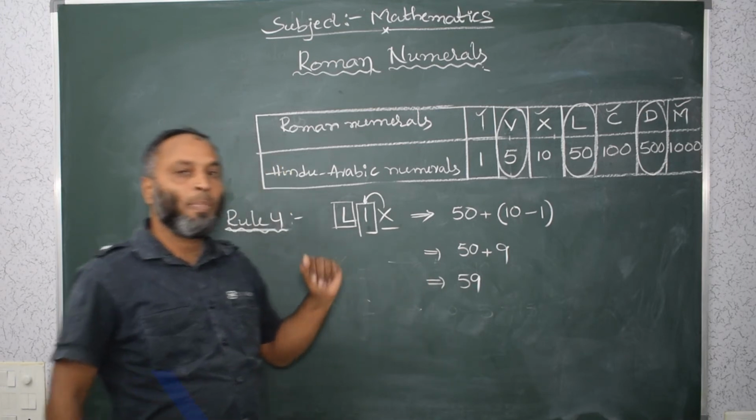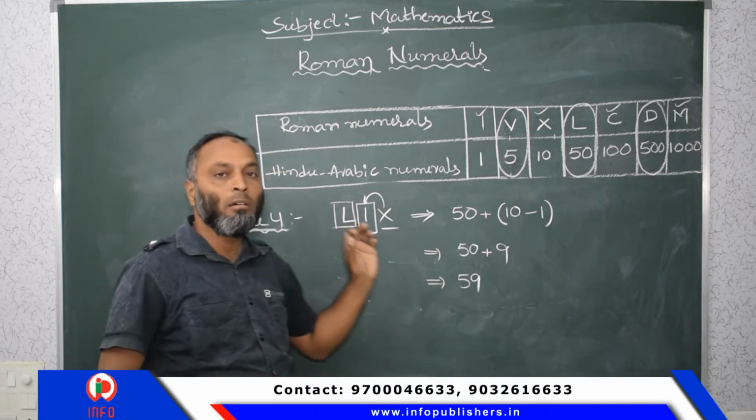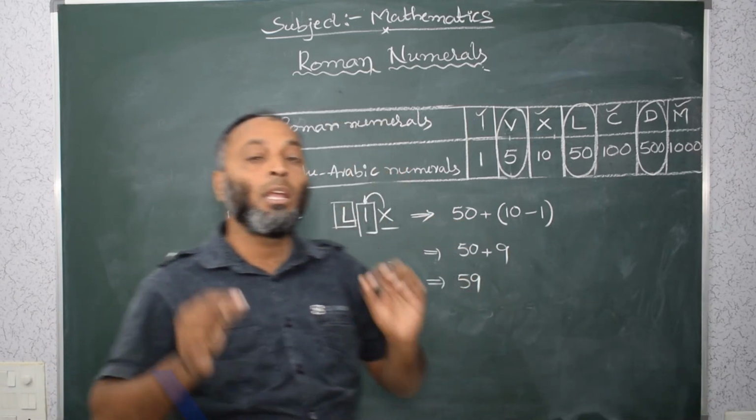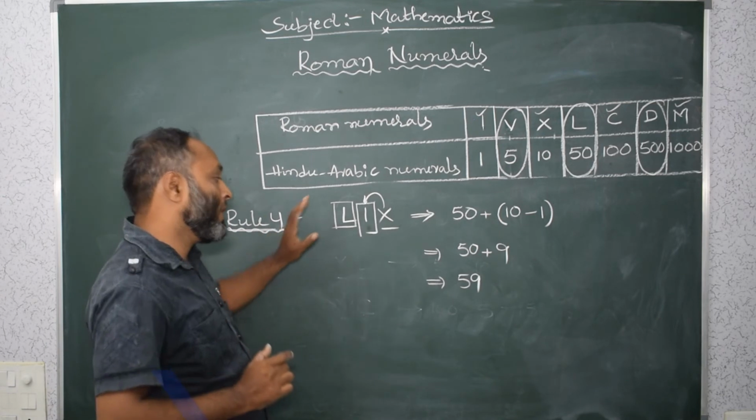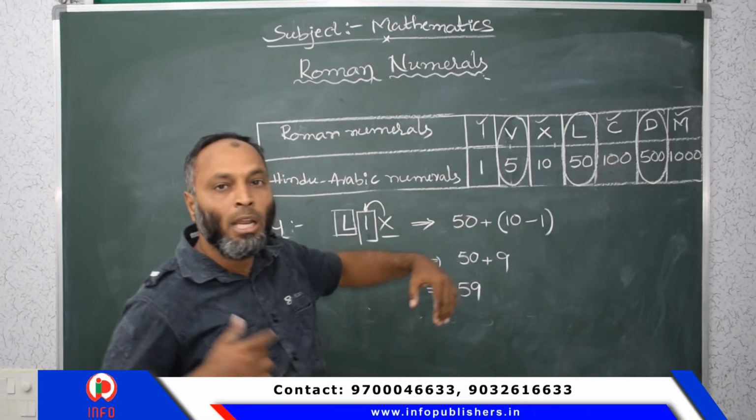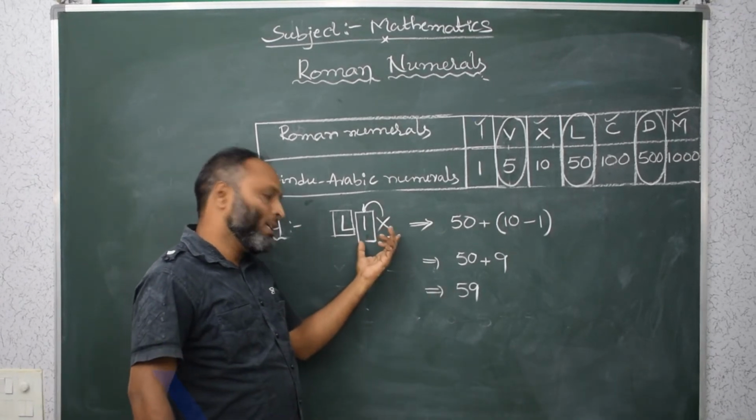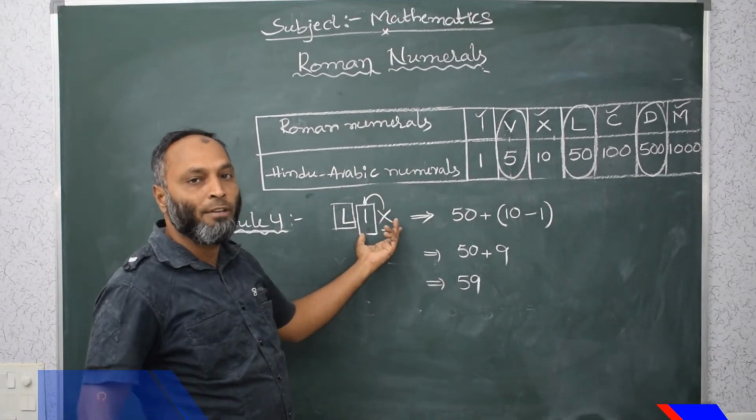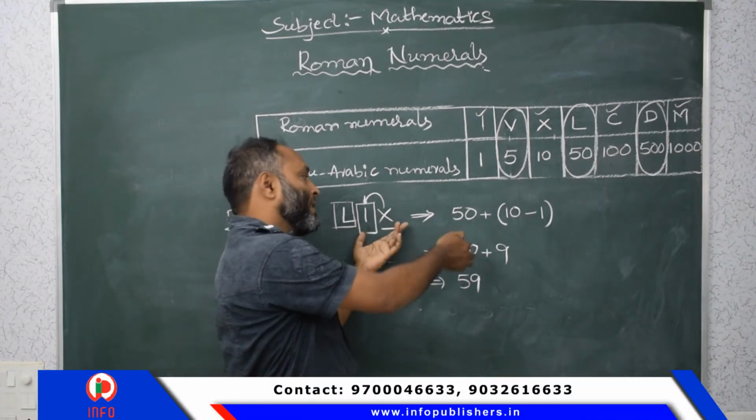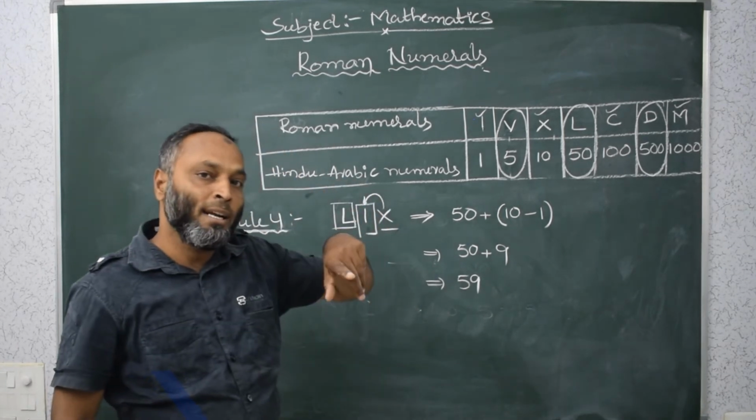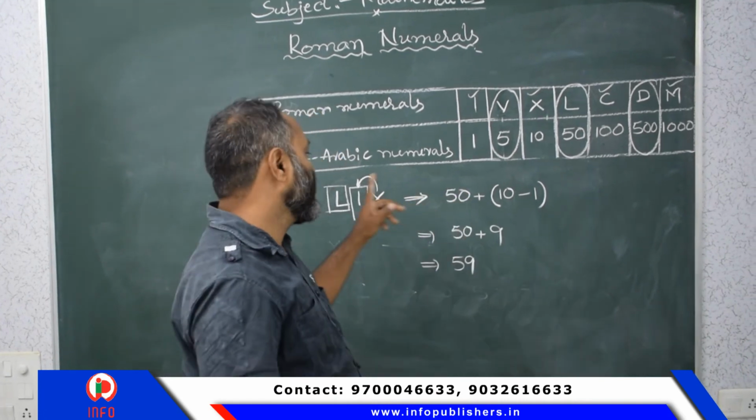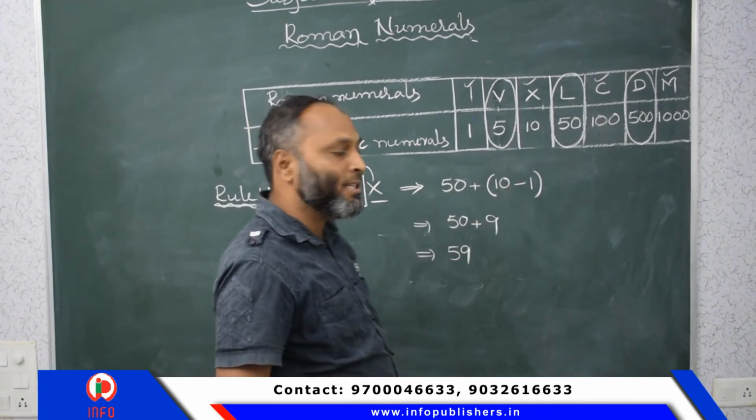Once again, if a small Roman numeral is there in between two big Roman numerals, then what we have to do? First we have to take whatever the big Roman numeral is, as it is. Then after that we have to see what Roman number is given. In that Roman number X, which means 10, is there, and on the left side 1 is there. Whenever 1 comes on the left side, we have to subtract. Then 10 minus 1 is 9.